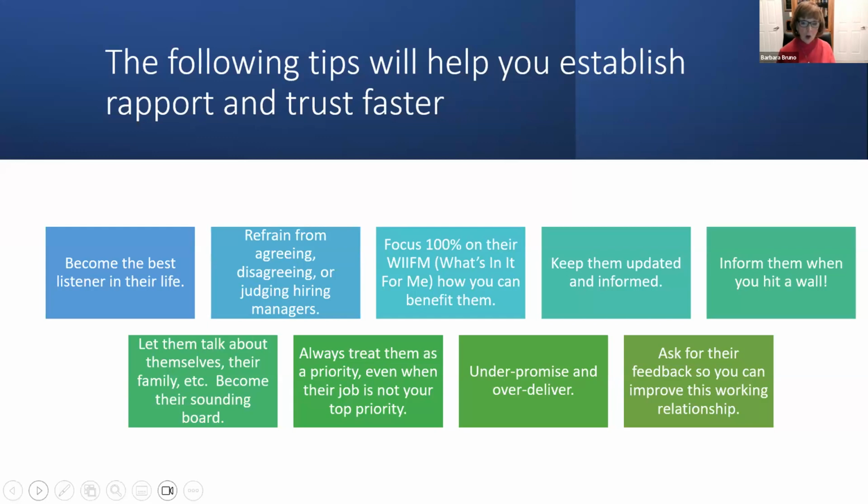Number three, always focus on how you can benefit them. Word things differently. It's not what you need or want. It's what they can do that is going to result in you finding the best talent for them. And keep them updated and informed. When you give them that summary of the intake meeting, you're showing them the touch points. You're showing them how you're going to keep them informed, so there's no confusion. Inform them when you hit a wall.